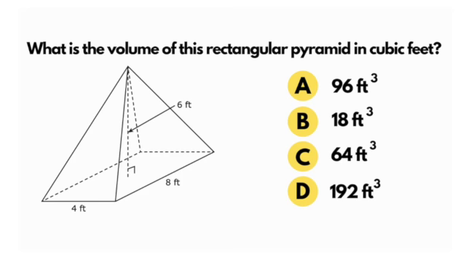So what is the volume of this rectangular pyramid in cubic feet? C, 64 cubic feet.